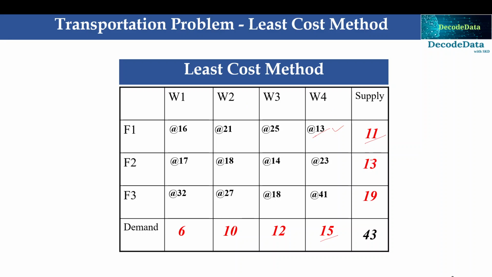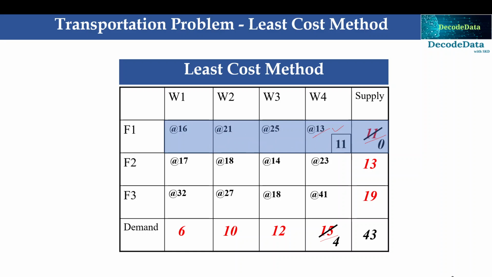So factory 1 can only supply 11, whatever your demand is. My demand is 15, more than this, right? So now I will allocate 11 units here, because factory 1 can only supply 11. In this case, this will become 0 and this will become 4. Clear? Now, because factory 1 has delivered everything, leave this factory.